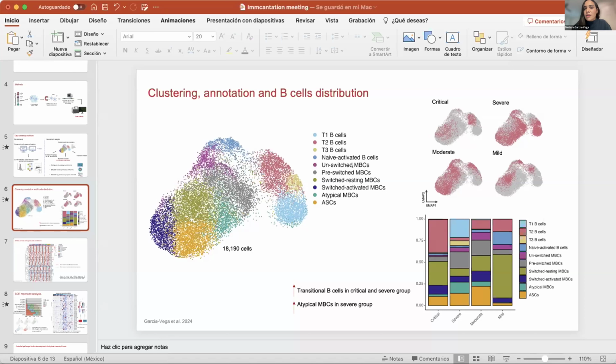Okay, maybe let's follow up later instead of taking time here. Okay, we can take one more question. Did you see any B cell anergy genes in the T3 subset? No, we didn't observe anergic B cells.